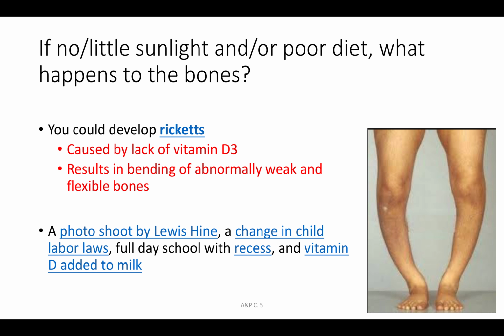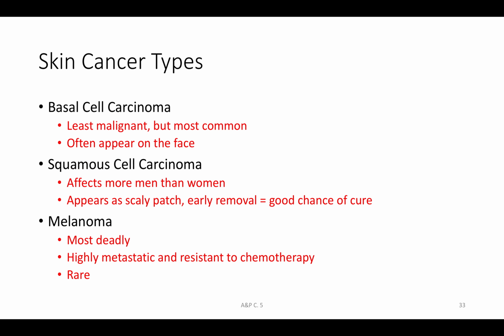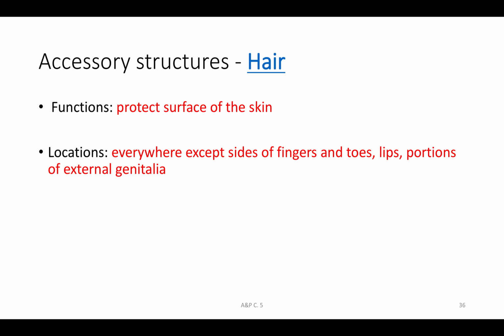If you have too little vitamin D, you can get a disorder called rickets, where your bones are abnormally weak and they'll start to bend. We took a look at skin cancer, the different types of skin cancer, how to recognize it. And then we went into the second part of our integumentary system, our accessory structures.